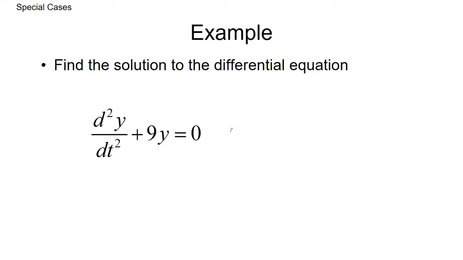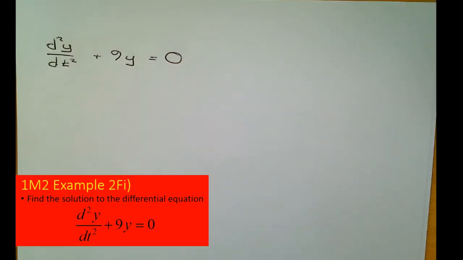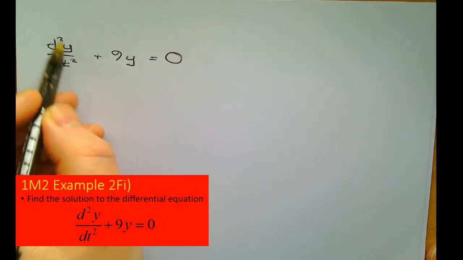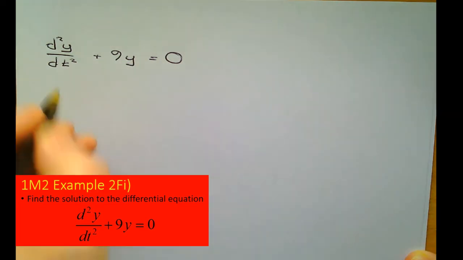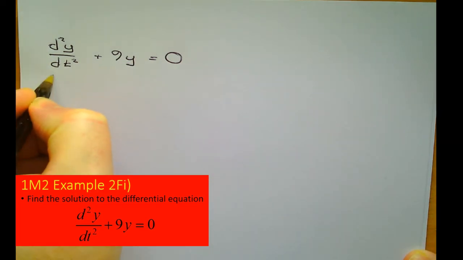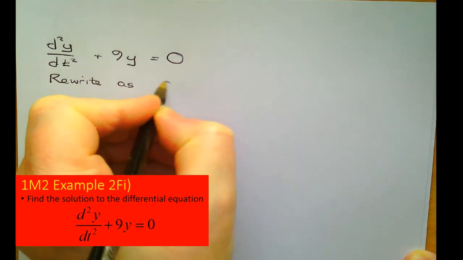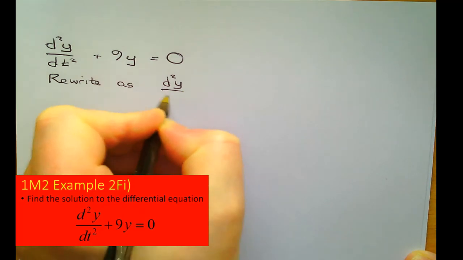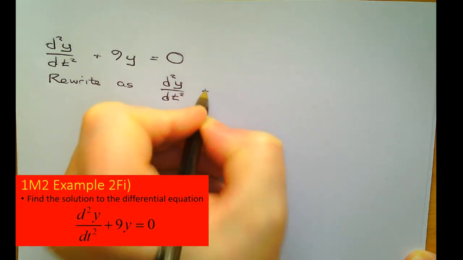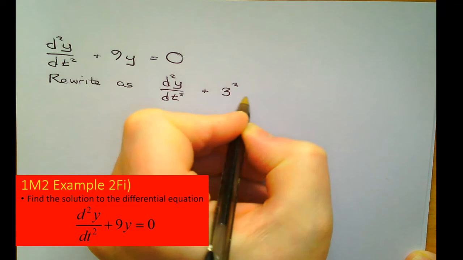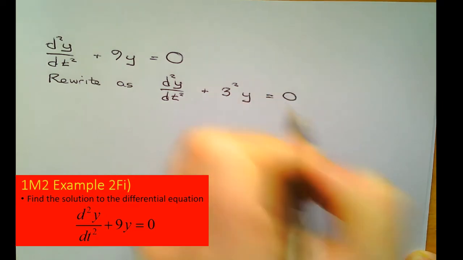Let's see an example here. We're asked to solve d squared y by dt squared plus 9y is equal to 0. So here's our equation. D squared y by dt squared plus 9y is 0. Let's just make a minor rewrite of it. So we'll write it as d squared y by dt squared plus, rewriting the 9 as 3 squared, times y is equal to 0.